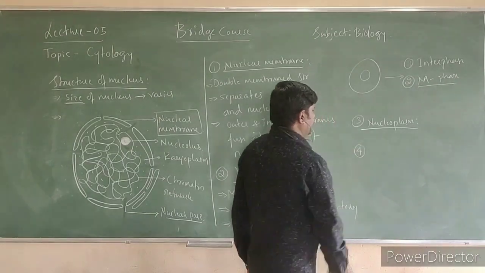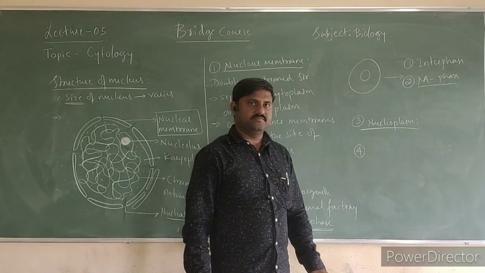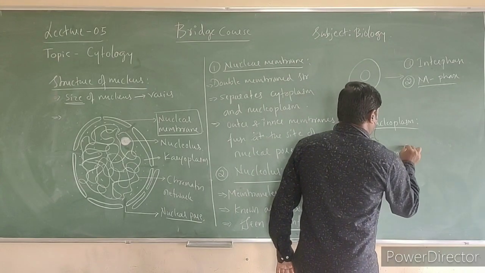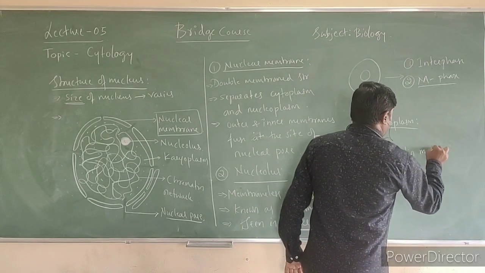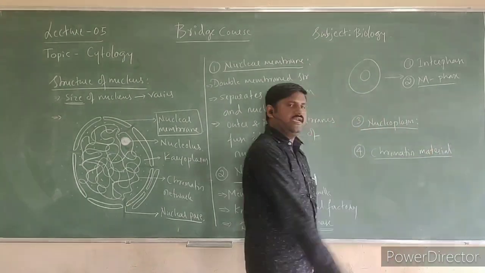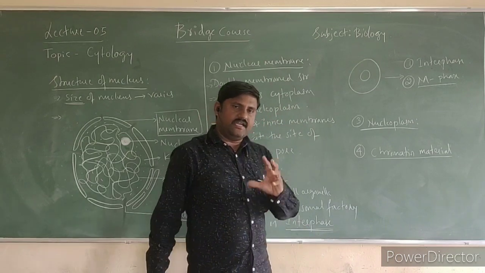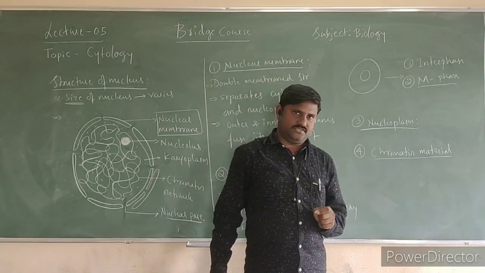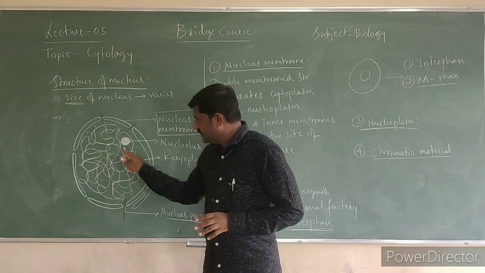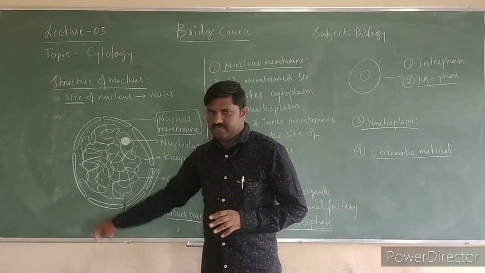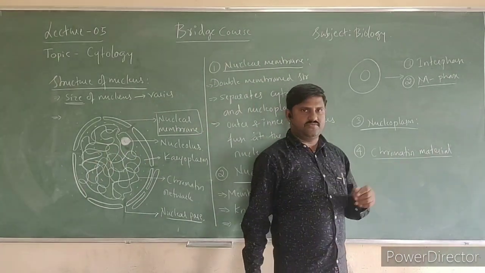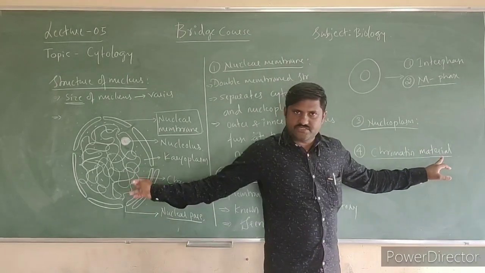And the fourth one is a very important one, that is chromatin material. What is chromatin material? It is a network of thread-like structures that lies inside the nucleus. You are watching over here. So this is the chromatin network. Why did the name occur as chromatin network? It is a network-like structure.